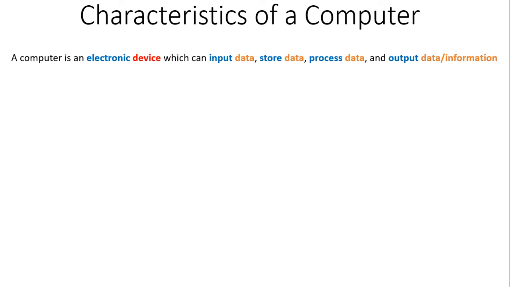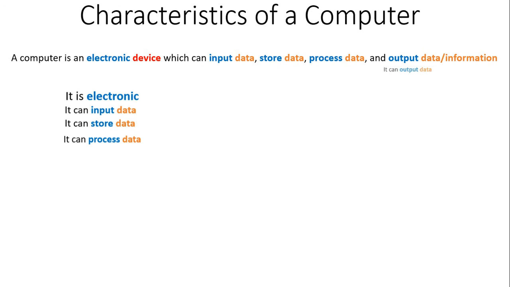So if you know the definition, kana uchiziva definition, watova ne 5 characteristics of a computer. What are they? It is electronic. It can input data. It can store data. It can process data. It can output data. So you have 5 characteristics of a computer by default from the definition. So definition yatokupa 5 characteristics a computer.